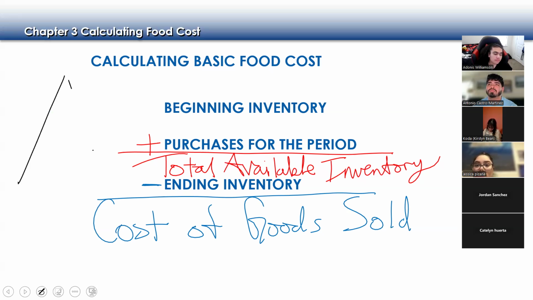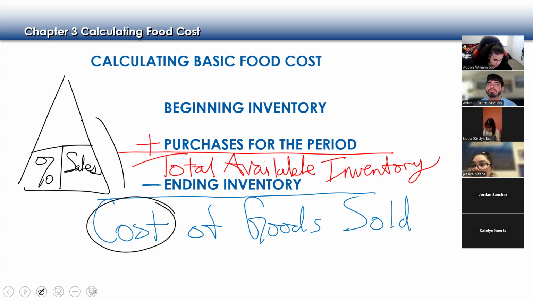So if we think about our triangle, we have percent, we have sales. This cost is what goes in the top portion of our triangle. That's the dollar amount. That's how we figure out, right?